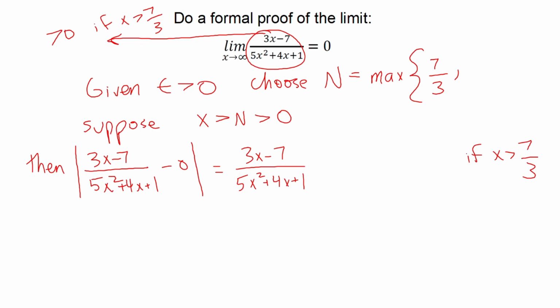And now we can start to manipulate this a little bit. Kind of like we did in the last one, we can say that this is less than 3x minus 7 over a smaller denominator. If I have a smaller denominator, it gives me a bigger value, especially when we're dealing with positive numbers. So I could get rid of the 4x and I could get rid of the 1. I could just call this 5x squared down here.